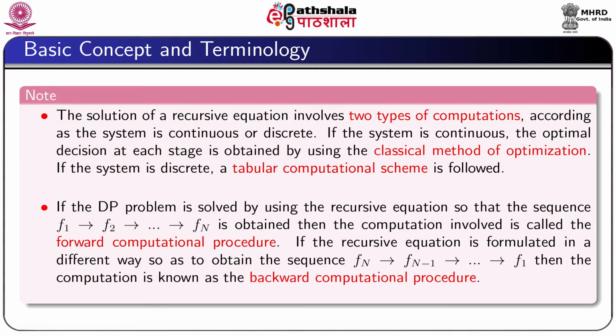Notes: generally, the solution of a recursive equation involves two types of computations depending on whether the system is continuous or discrete. In the first case, that is, if the system is continuous, then the optimal decision at each stage is obtained by using the usual classical method of optimization. Whereas, in the second case, that is when the system is discrete, a tabular computational scheme is followed.